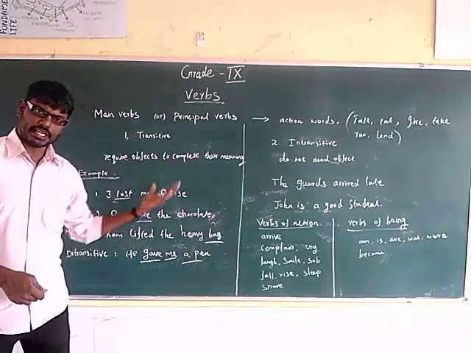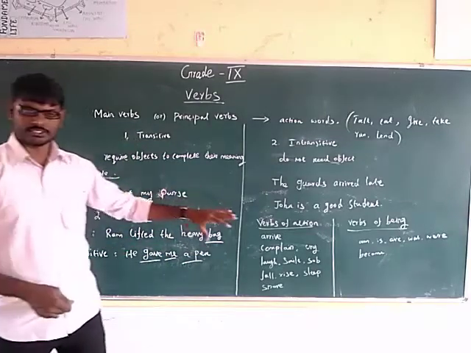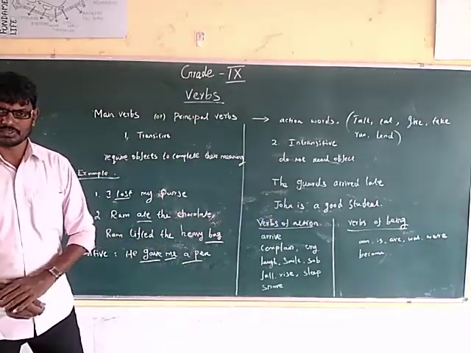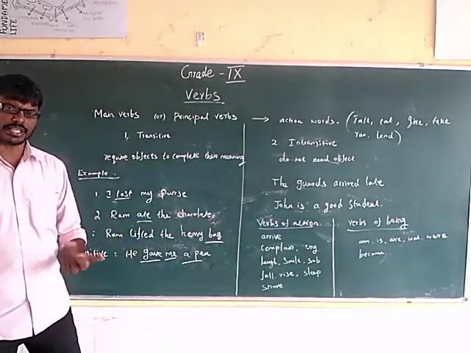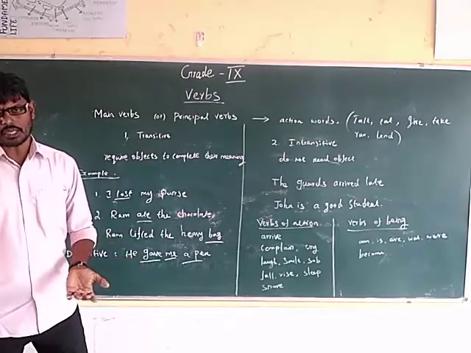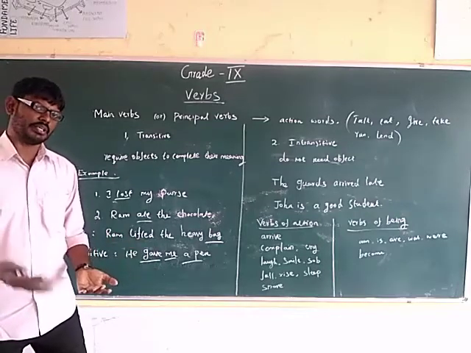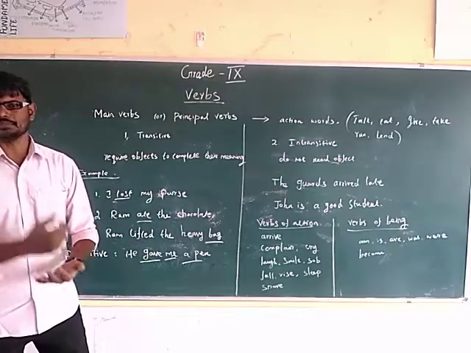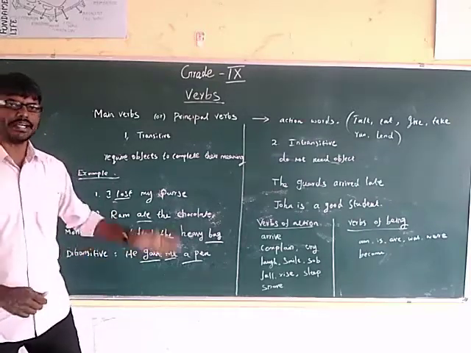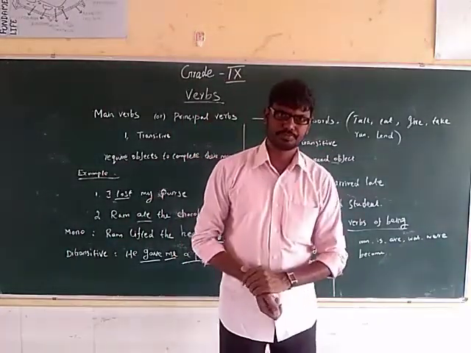So this can be classified into two: one is monotransitive, the other is ditransitive. Monotransitive takes one object. Ditransitive takes two objects. Very simple. If a particular sentence has only one object, that is a monotransitive verb. If it has two objects, that is a ditransitive verb. Very simple.